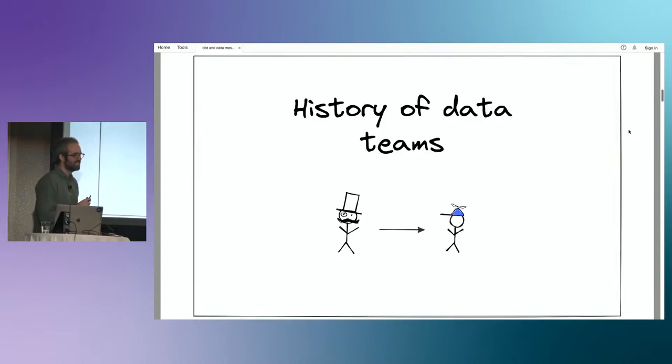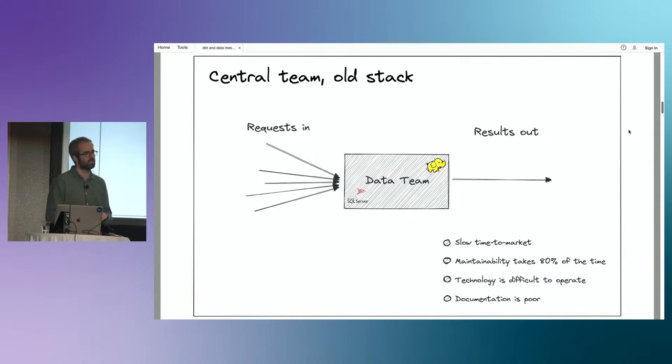So let's go into the history of data teams. History of data teams can go a long way back, but we're not going to go as far back as the guy with the mustache here. We will start in central team old stack, as I like to call it.